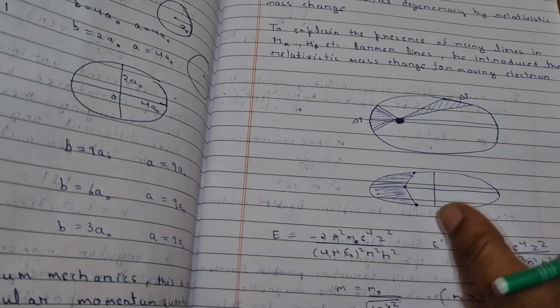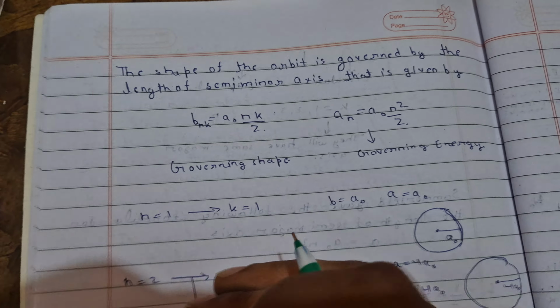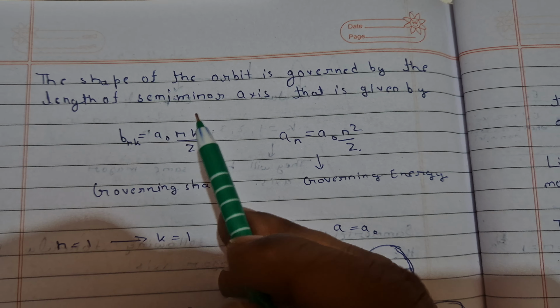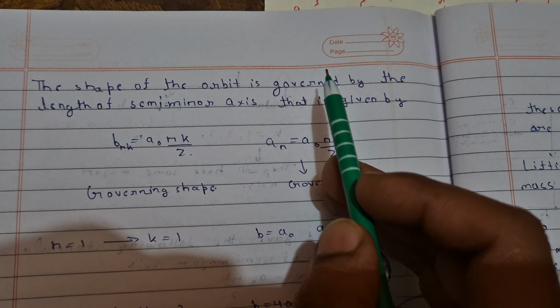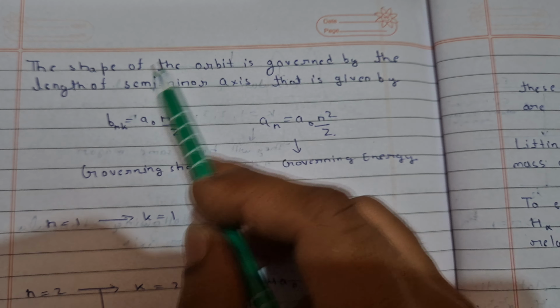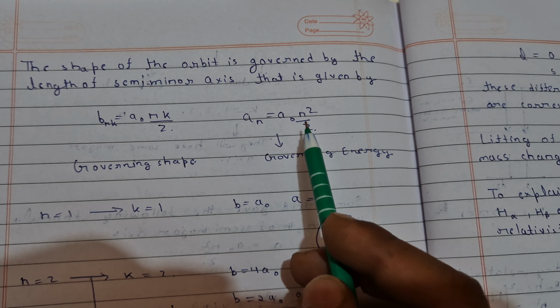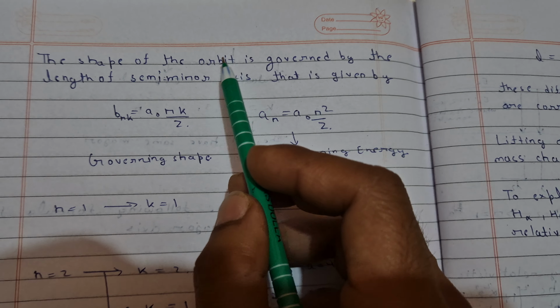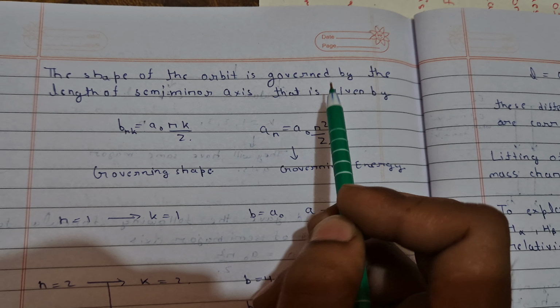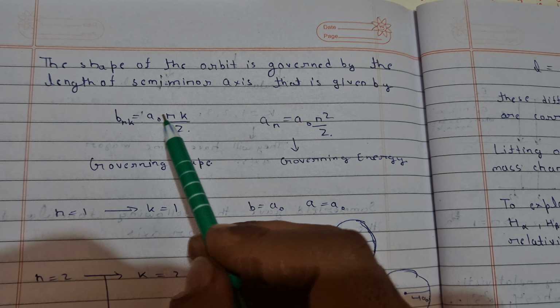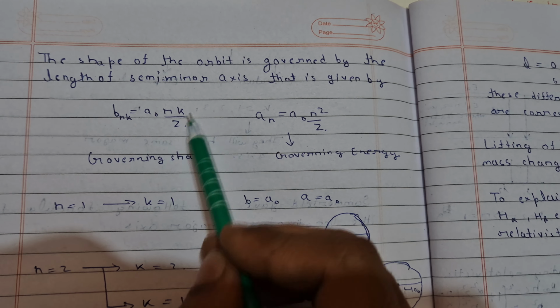So see what we conclude here. The shape of the orbit is governed by the length of the semi-minor axis. The energy is defined by the semi-major axis, that is a_n equal to a_0 n square by z, which will remain the same for all the orbits. But the shape of the orbit is defined by the semi-minor axis, b, and it depends on n and k both. So it will be a_0 n k by z.